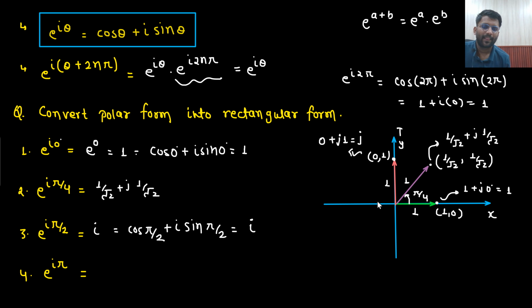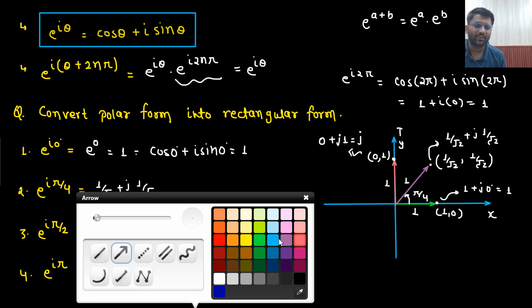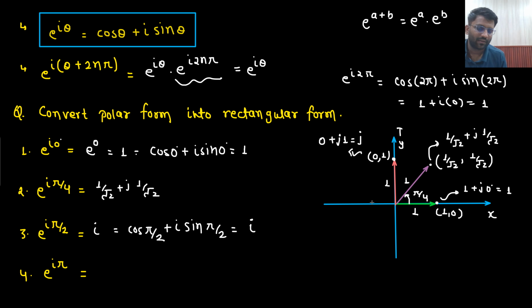E to the power iota pi. Magnitude 1 making an angle of pi with positive x-axis in the anti-clockwise direction. So where will you reach? You will reach at this point, (-1, 0). What is the value of x? Value of x is -1. What is the value of y? That is 0. I am not putting degree here; the value is 0 itself, and not 0 degree. So -1 plus iota 0. So what is the answer? -1. So e to the power iota pi is -1.